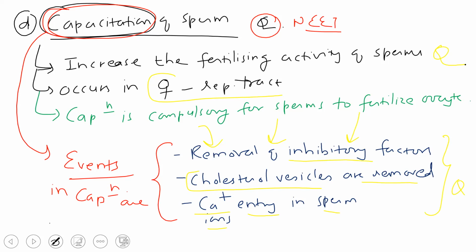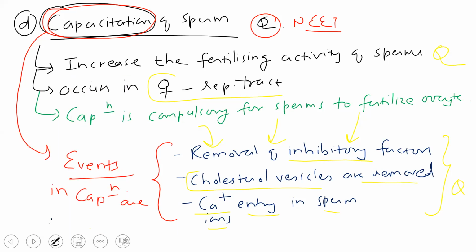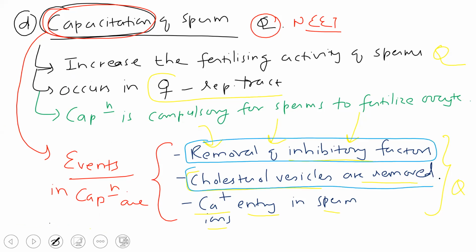Any issue in capacitation, guys? Any problems? Again, you can study it in detail, but this much is enough. I can also elaborate all of these things, but it is not required. What proteins are removed and all that is not required. How this happens is a separate mechanism, but you should know what happens in these events in capacitation. So, can we move forward?